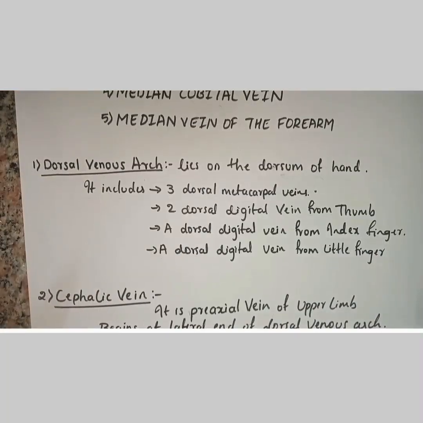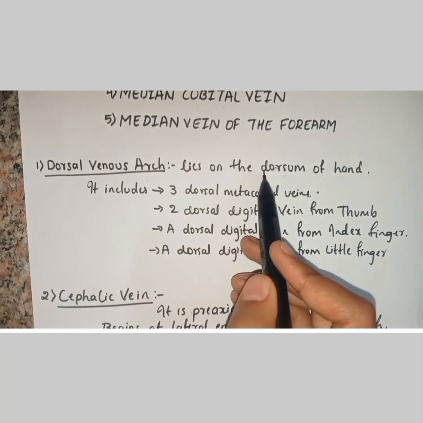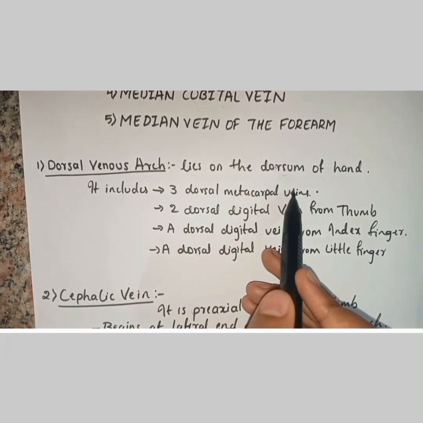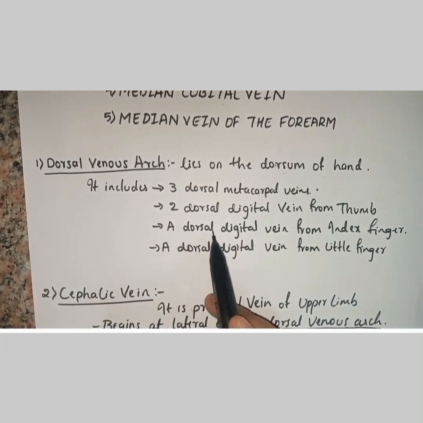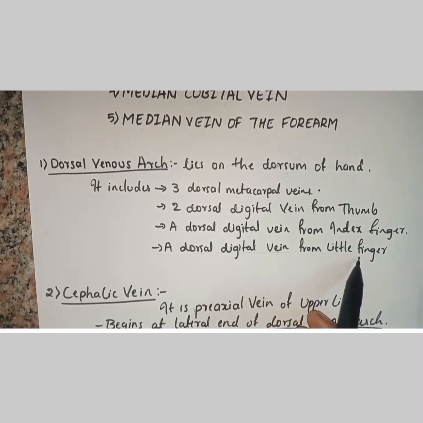Now we are going to discuss the dorsal venous arch, which lies on the dorsum of the hand. It includes 3 dorsal metacarpal veins, 2 dorsal digital veins from the thumb, a dorsal digital vein from the index finger, and a dorsal digital vein from the little finger.